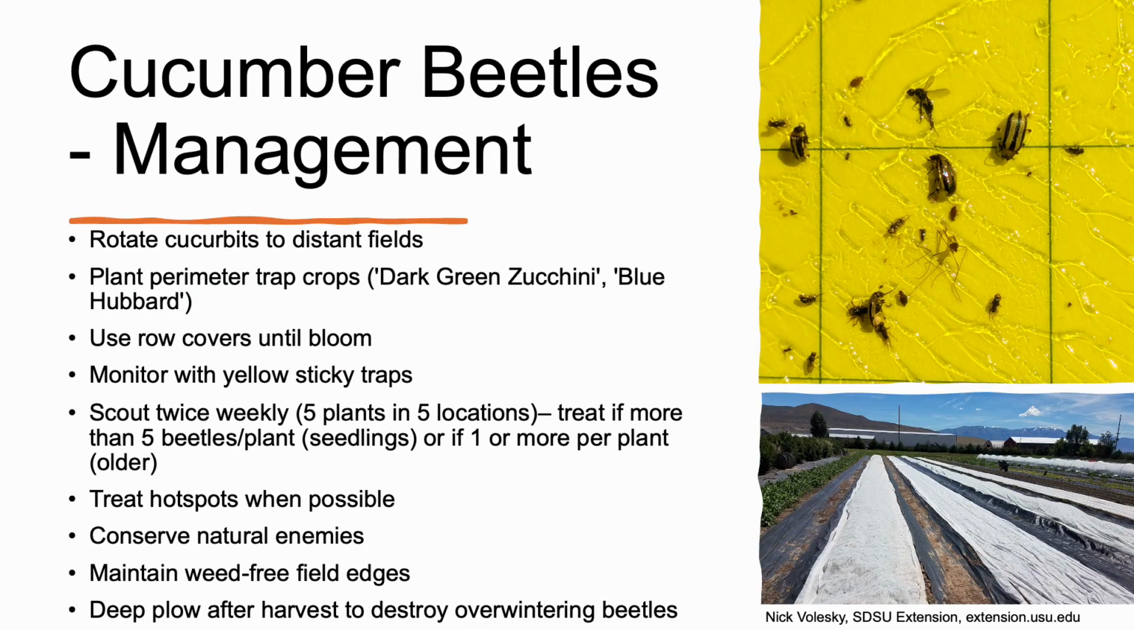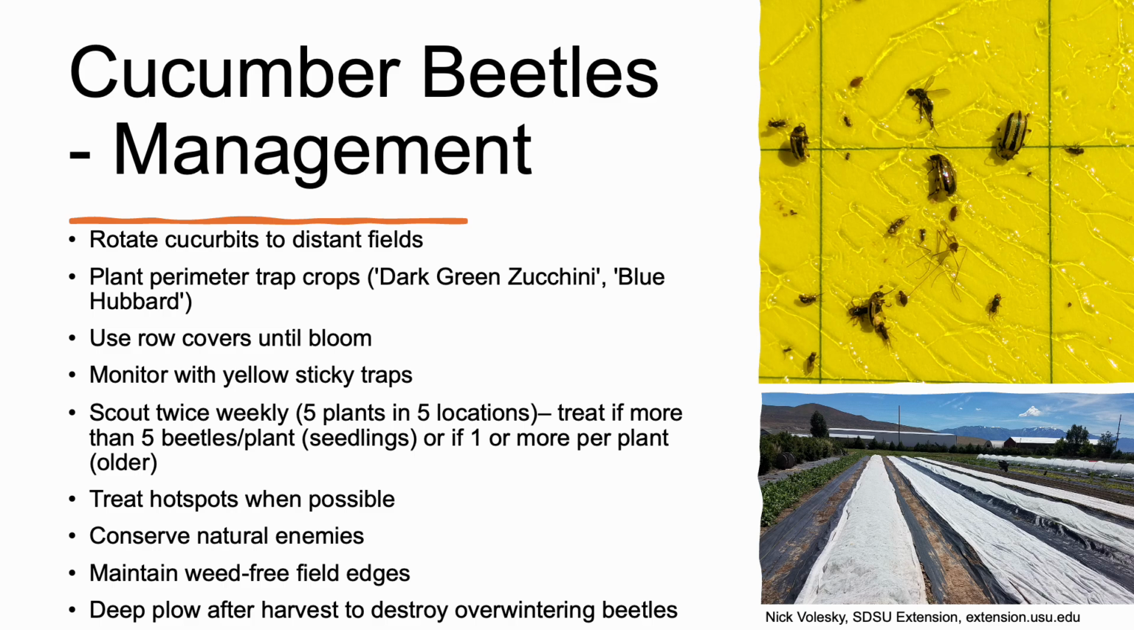Management begins with crop rotation, moving cucurbits to distant fields each year to reduce local buildup of pests. Planting perimeter trap crops, such as dark green zucchini or blue Hubbard, can attract beetles to the edges of the field where they are easier to monitor and manage. Row covers provide protection for young plants until bloom, after which they must be removed to allow for pollination.